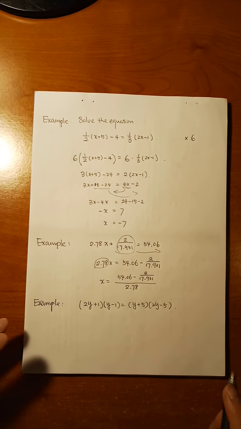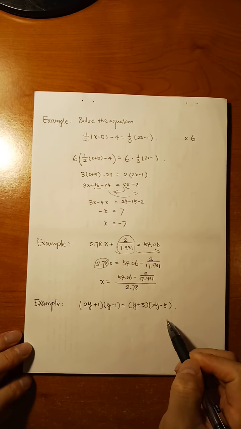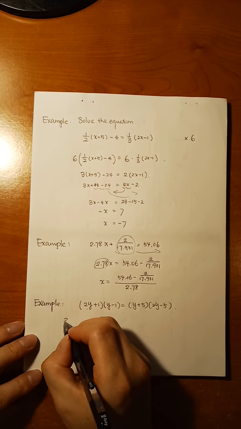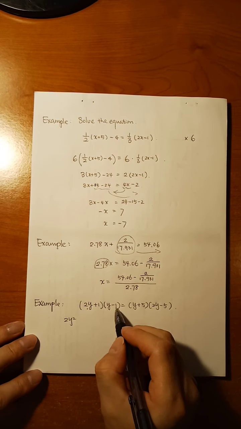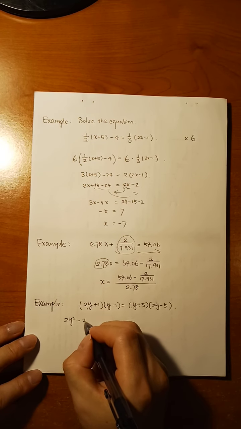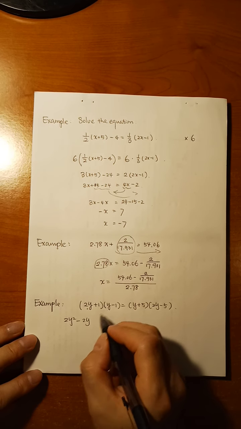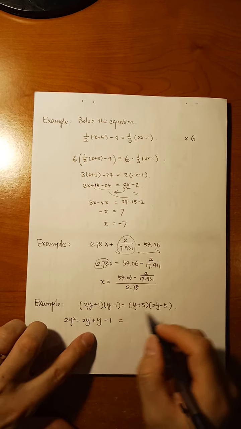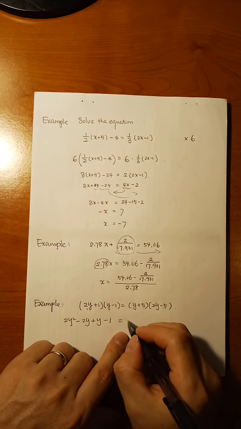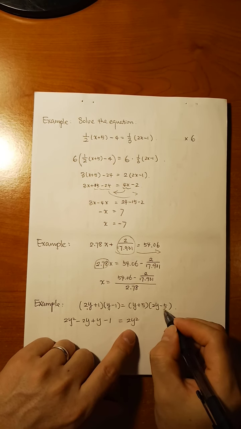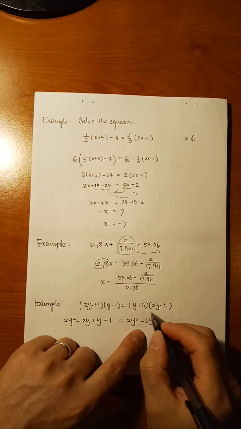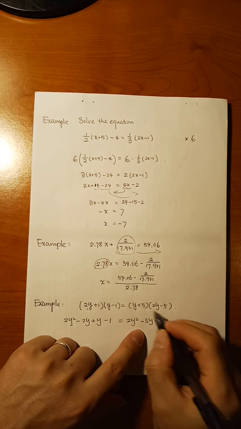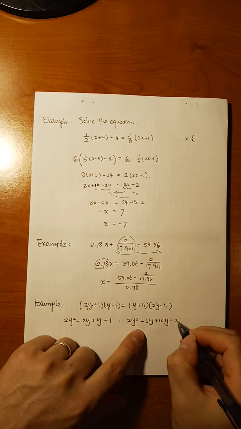But let's see. To solve this equation, we have to do the multiplication. So 2y times y, 2y squared. 2y times negative 1, minus 2y. 1 times y, plus y. 1 times negative 1, negative 1. This is the left hand side. Right hand side: y times 2y, 2y squared. y times negative 5, minus 5y. 5 times 2y, 10y. 5 times negative 5, negative 25.